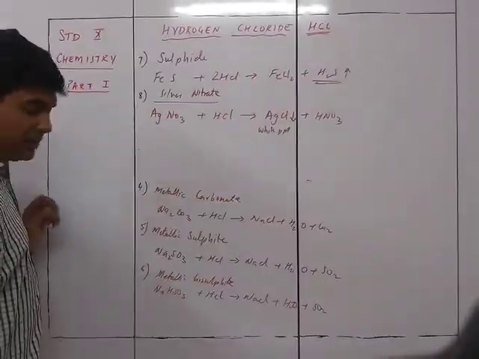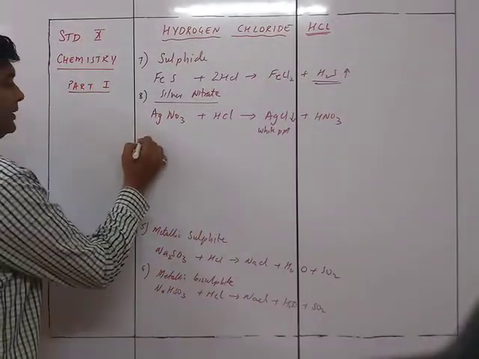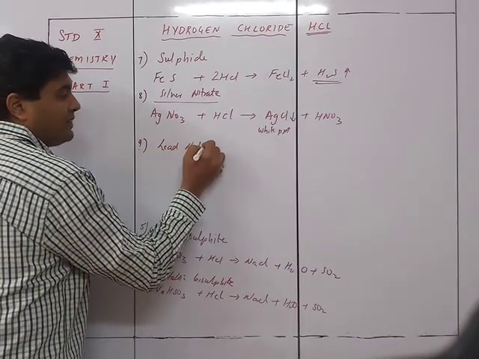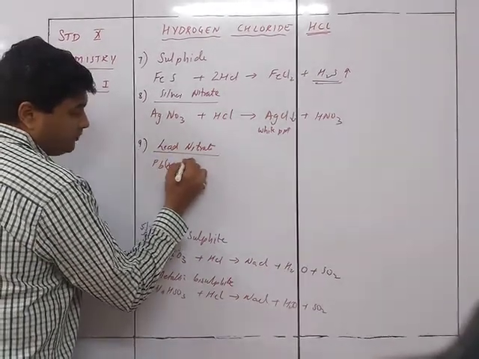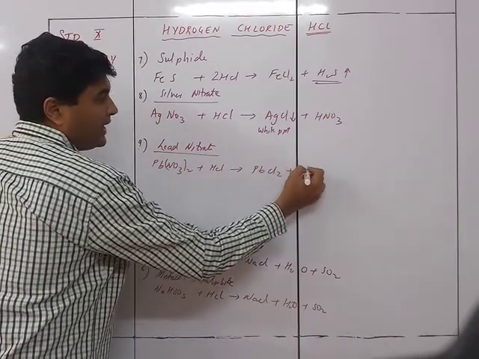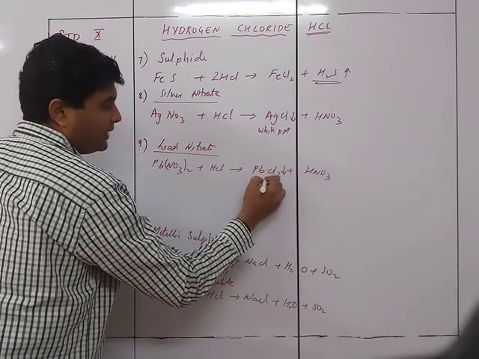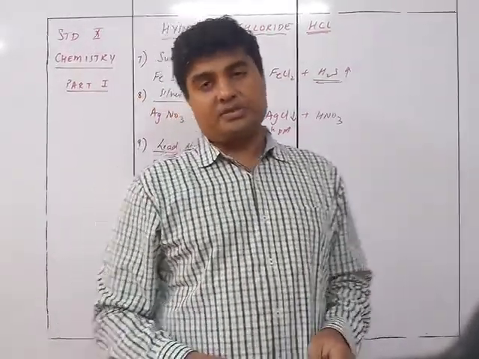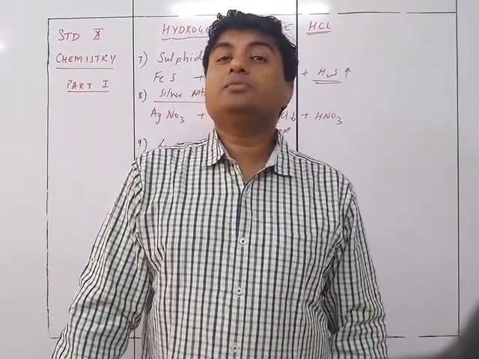Similarly, I can have another compound which can be used for such a thing, and that is lead nitrate. So lead nitrate also gives me the same kind of reaction: lead nitrate Pb(NO3)2 plus HCl is going to give me PbCl2 plus HNO3. This again is a precipitate of white color. So it gives me a white precipitate again when I am taking lead nitrate. PbCl2 will be insoluble in cold water.